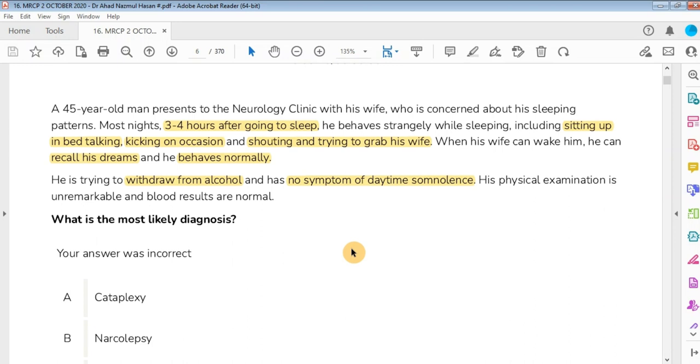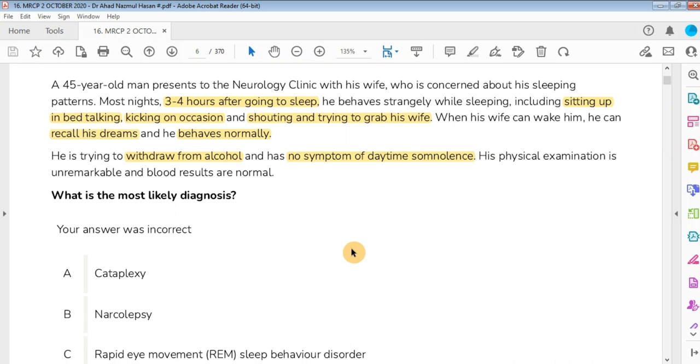A 45-year-old man presents to neurology clinic with his wife, who is concerned about his sleeping patterns. Most nights, 3 to 4 hours after going to sleep, he behaves strangely while sleeping, including sitting up in the bed, talking, kicking on occasion, and shouting and trying to grab his wife. When his wife can wake him, he can recall his dreams and he behaves normally. He is trying to withdraw from alcohol and has no symptoms of daytime somnolence. His physical examination is unremarkable and blood results are normal. What is the most likely diagnosis?